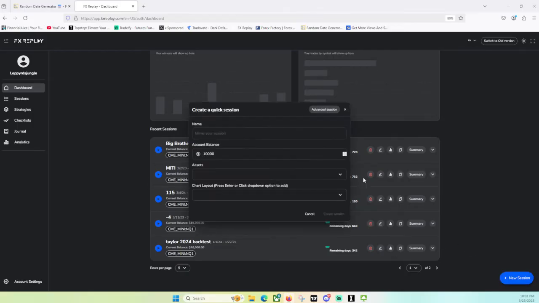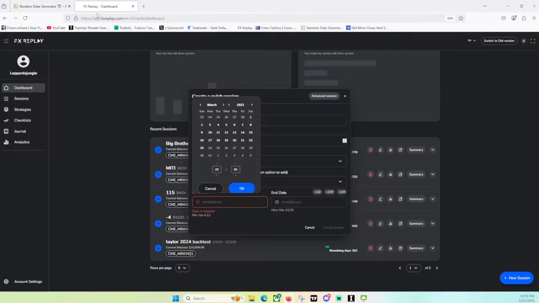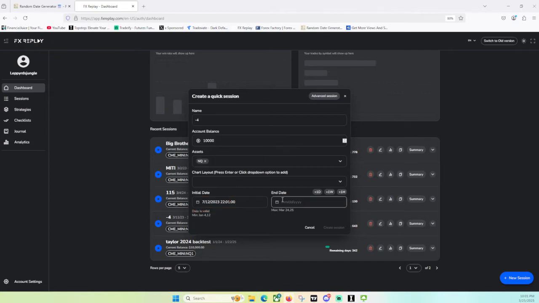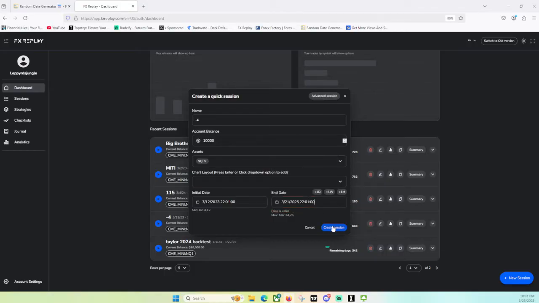Let's start a new session of the -4. We'll call it -4, and we will go to NQ. And it was what? July 12th, July 12th of 2023. We're going to start from here, and we're going to go all the way until today. Obviously, we're not going to go this far, but we'll just go here. This is where I want to start.